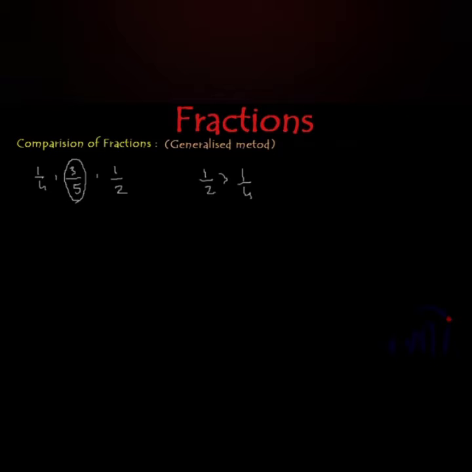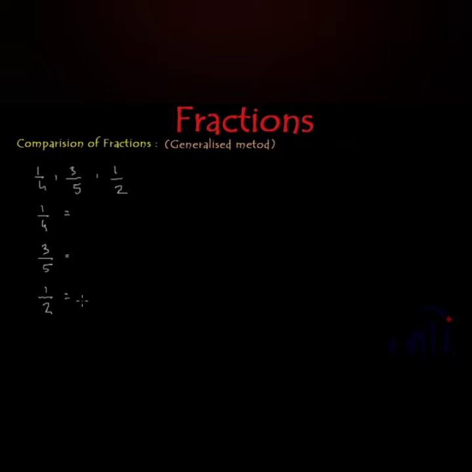So here we are going to do certain things. I'm going to write the fractions like this. We had 1 by 4, then we have 3 by 5, and then we have 1 by 2, right? So what we do here is we find the equivalent fractions of all the fractions, and then we note down the equivalent fractions of these fractions where all the denominators are the same, right?